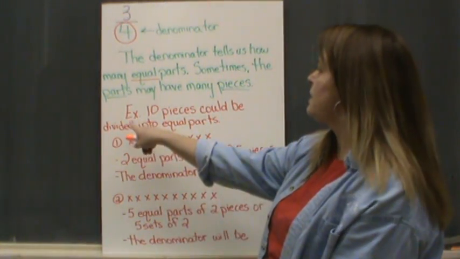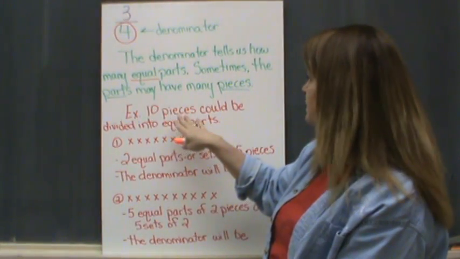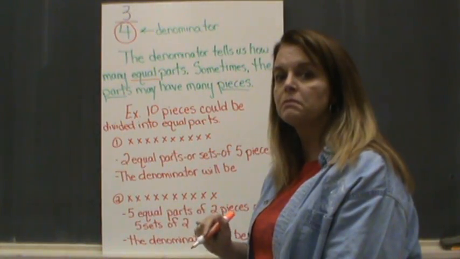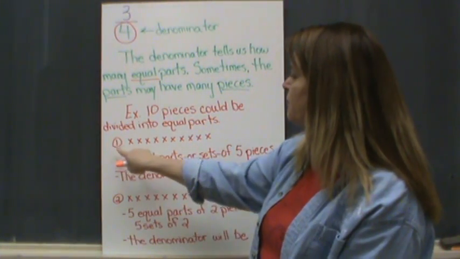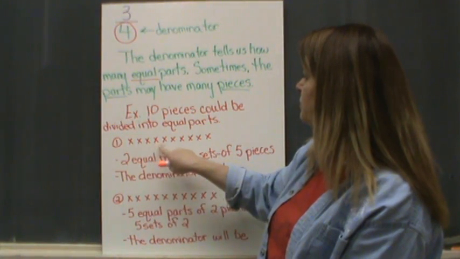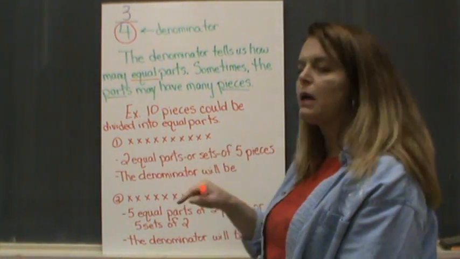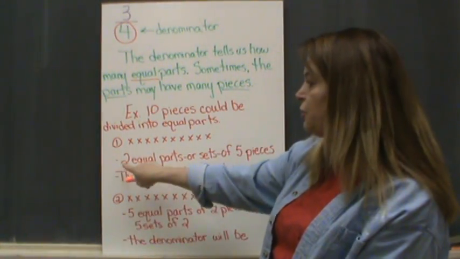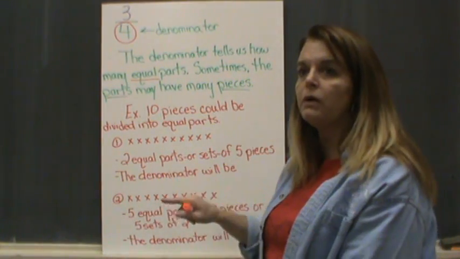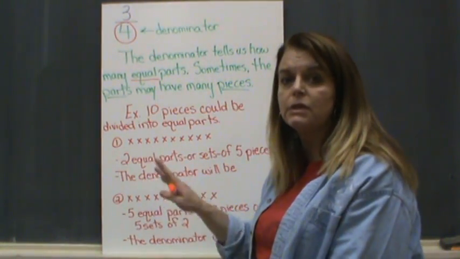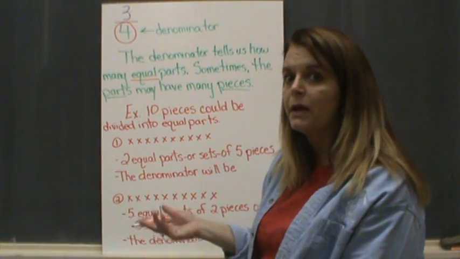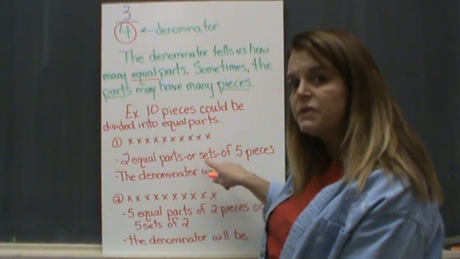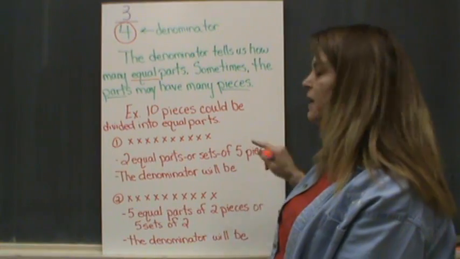So here's an example. If I have 10 pieces, I can divide these into equal parts. Okay? So here is my first example. I have 10. 1, 2, 3, 4, 5, 6, 7, 8, 9, 10 pieces. But I want to divide these 10 pieces into 2 equal parts. Well, how can I divide 10 pieces into 2 equal parts? Well, 10 divided by 2 is 5. So I can have 2 equal parts or sets of 5 pieces.